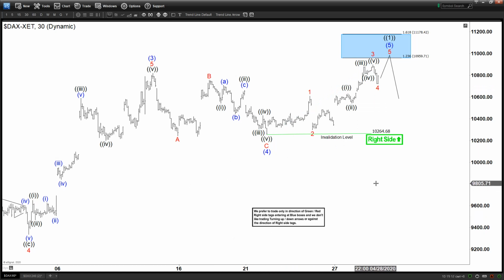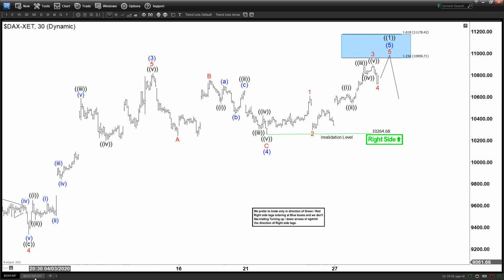Now let's take a look from the higher degree. First of all though, I just want to again emphasize the idea of a five-waves rally. We should never try to fade a five-waves rally, because a five-waves rally can always extend as much as it wants. So there is a blue box here, but that doesn't mean we're going to end a five waves, therefore let's sell it. No, because five waves can always extend.